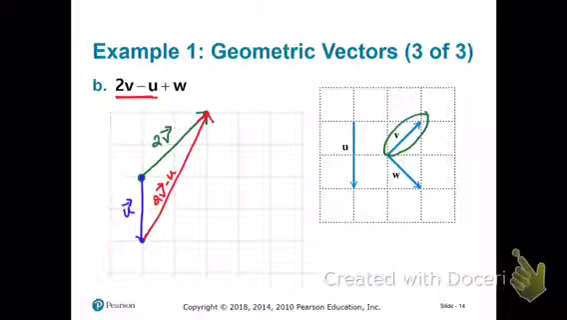Alright, so now we're going to add w. Notice w is going diagonally down to the right 1 square. So we're going to go down to the right 1 square. I've got my initial point up there where I started, and my terminal point where I'm ending. Put my directional arrow. And so this is vector w.